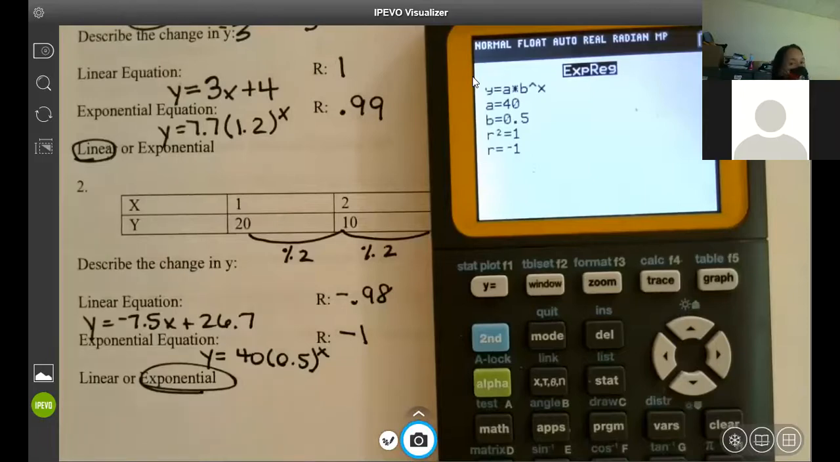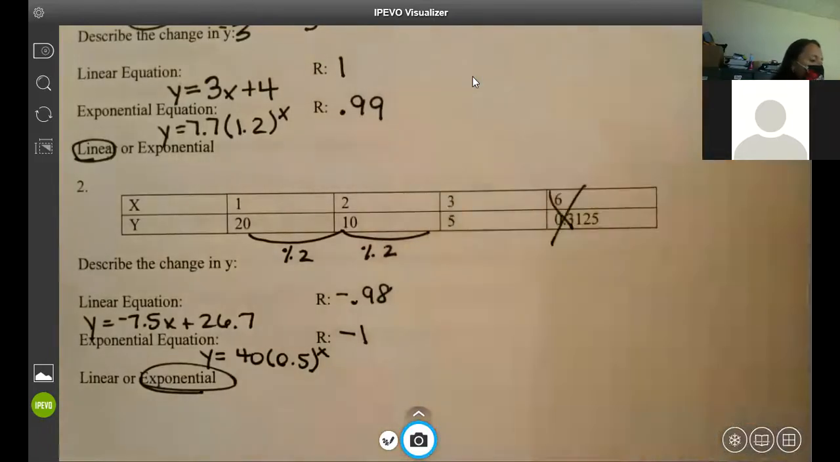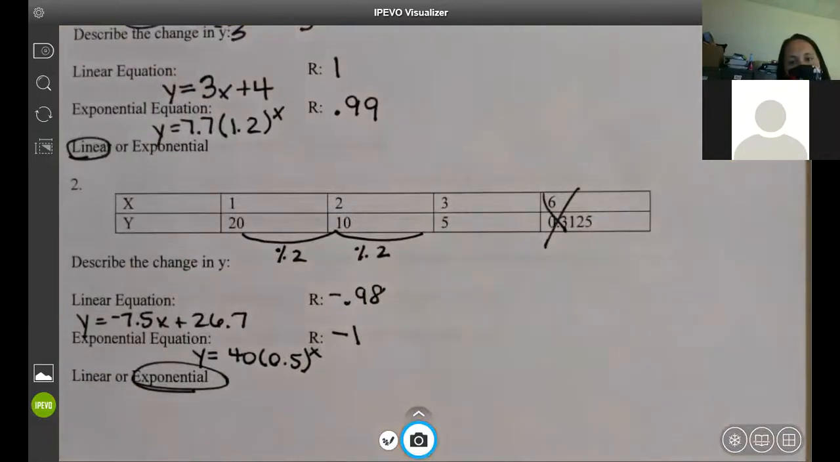So there's a couple different ways you can do it. So now what I'm going to do is actually show you this one on Desmos. So I got to stop my share for a minute.